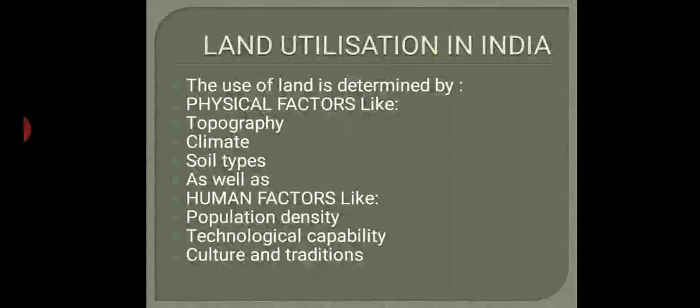Now coming to land utilization, how we use our land is determined by certain factors. By now you are familiar with these factors: topography. If the area is plain, the soil is fertile and the climate is moderate, naturally there will be more agriculture. If population density is more, the size of land holdings will be small.